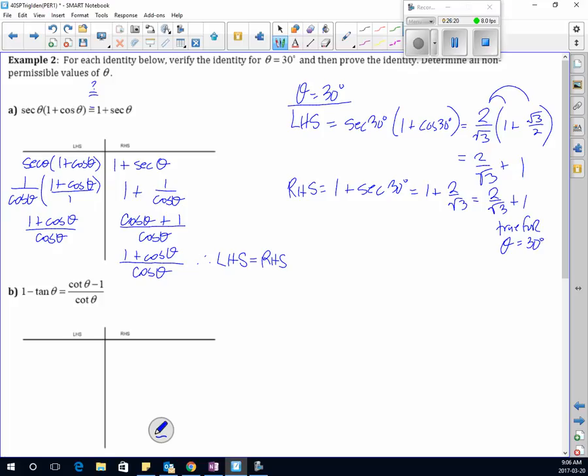The second thing they asked me to do, or maybe it's the third thing, is to determine all non-permissible values for theta. So any non-permissible occurs when, what? We learned this last semester in your rational unit. Whatever makes the denominator equal to 0, which makes it undefined, right? Essentially in our math right now, because we're dealing with a lot of fractions, it's usually the denominator equals 0.